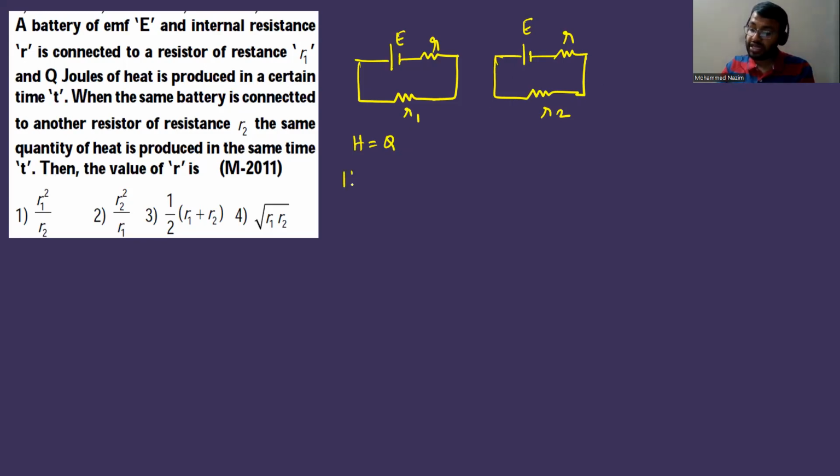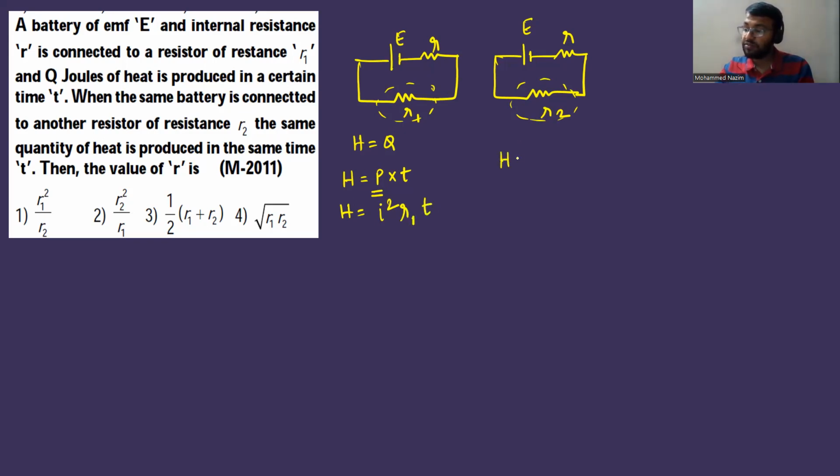What is the heat formula? Heat is nothing but power into time, isn't it? Now what is the power formula? Power can be V into I, or I square R, or V square by R. So where is heat produced? Heat is basically produced in the external resistor, R1 or R2, which is what the question is speaking about. So I can write power as I square into R. Since I'm calculating heat produced across R1, I'll write it as I square into R1 multiplied by T.